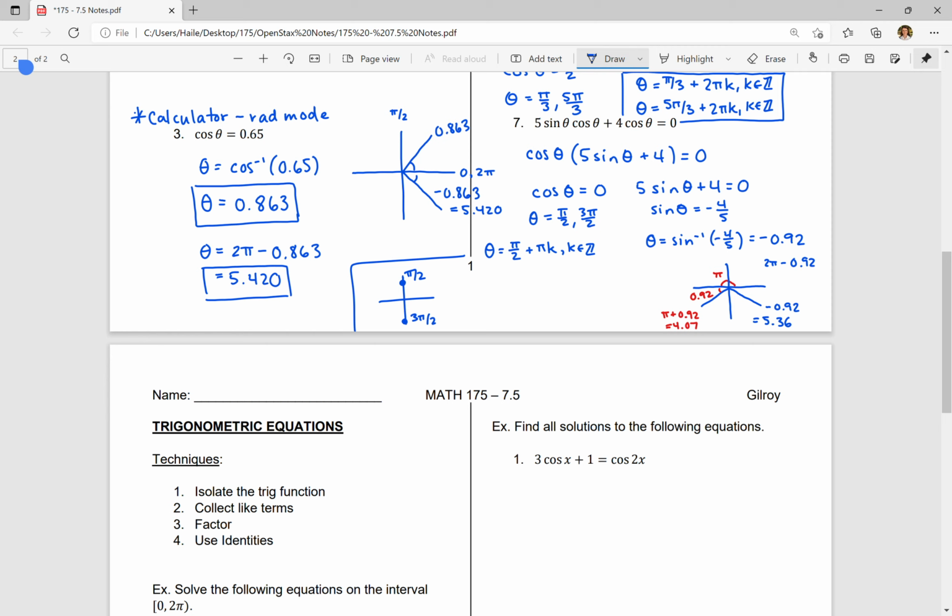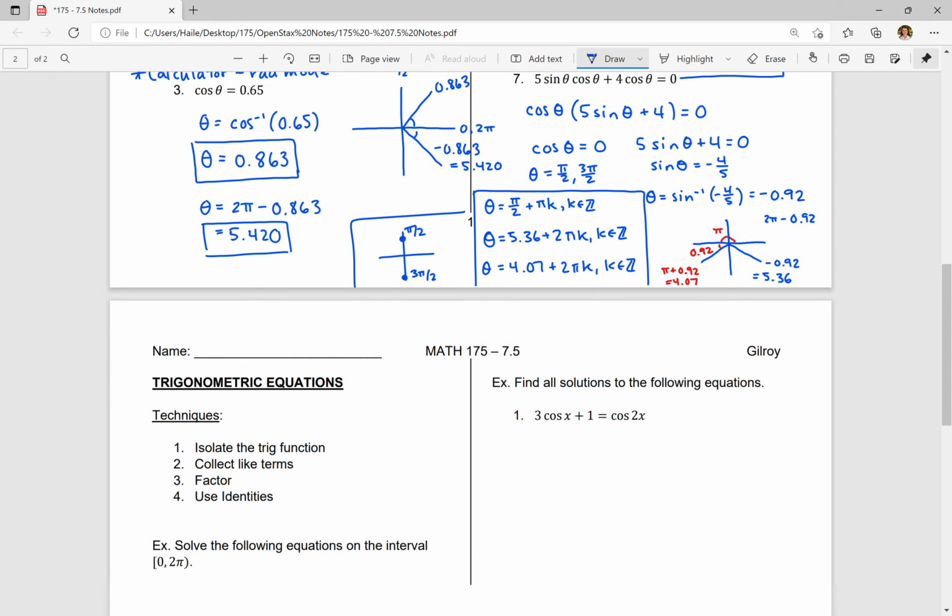Now we just need to write general solutions for the second factor. So our first one, we're going to have theta equals 5.36 plus 2 pi k, where k is an integer. And then finally, we're going to have 4.07 plus 2 pi k, where k is an integer. So for these, they're not pi apart or 180 degrees apart, so we're going to have to write a general solution for each of them. So our final answer for all the general solutions of this equation are those three thetas that we came up with.